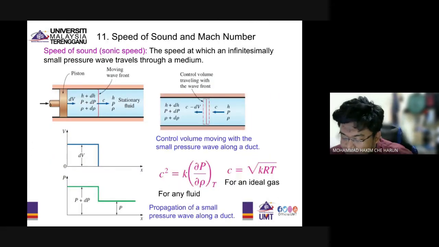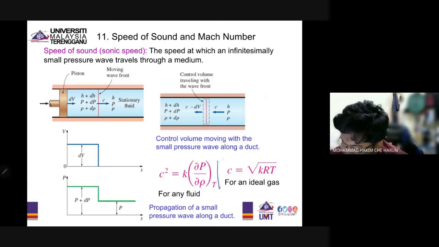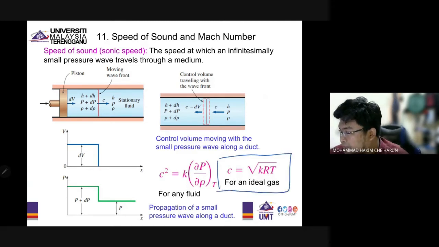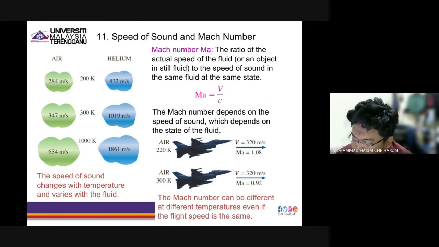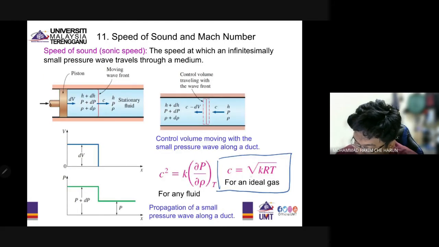Okay. So the next one is the speed of sound. So for ideal gas, the speed of sound equal to C equal to the square root of K times RT. Okay. So that will be the formula. And K usually given in the equation. That is the specific heat ratio. Okay. So this is the speed of sound and Mach number. You can call Mach or Mach number equal to MA equal to V divided by C. The velocity divided by the C.